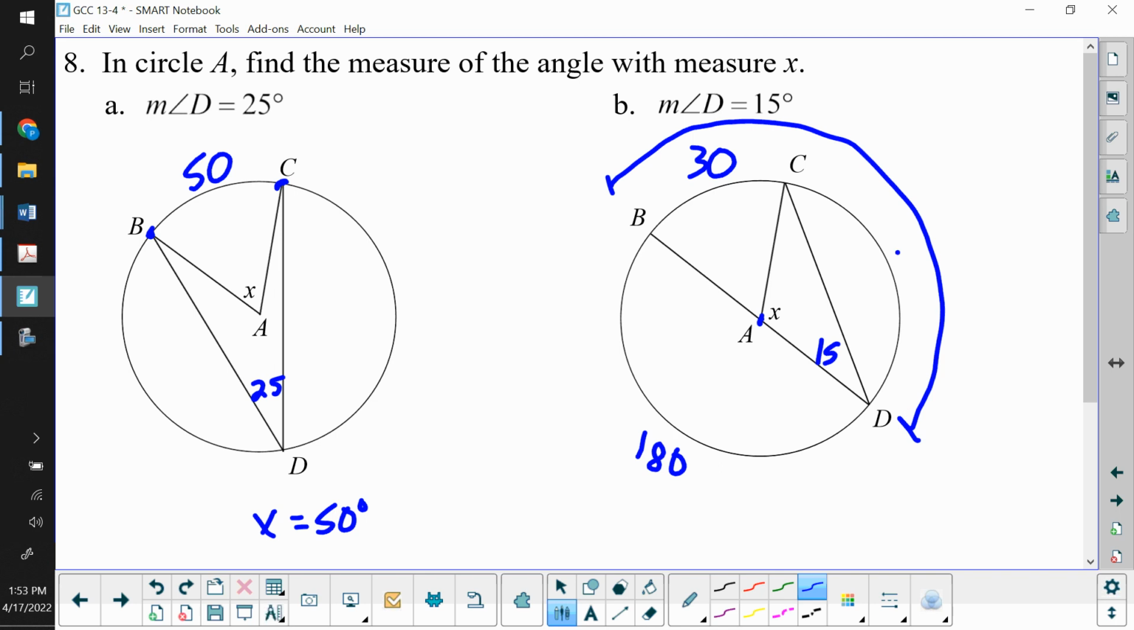So if we have 30, that would leave us with 150 here. And then your central angle is the same as the arc it opens up to, so x is just equal to 150 degrees. So that's one way you could do that problem.